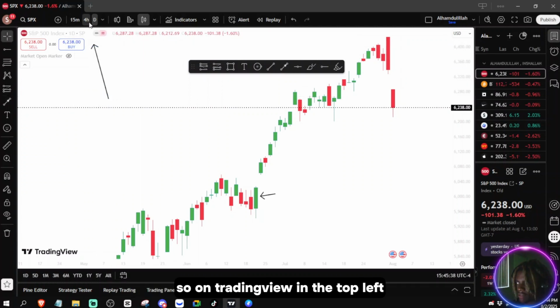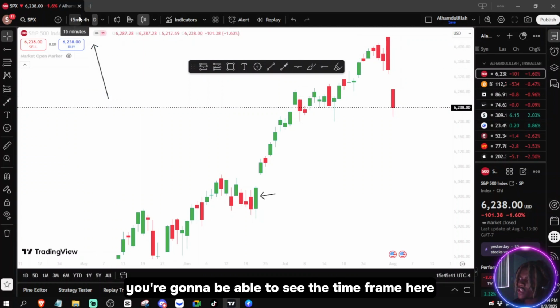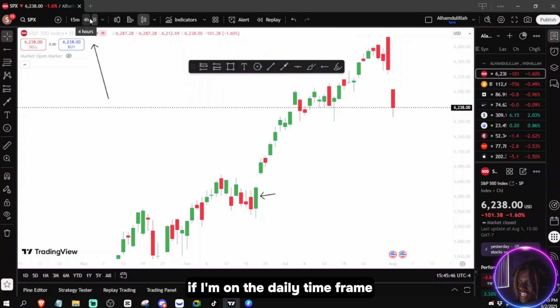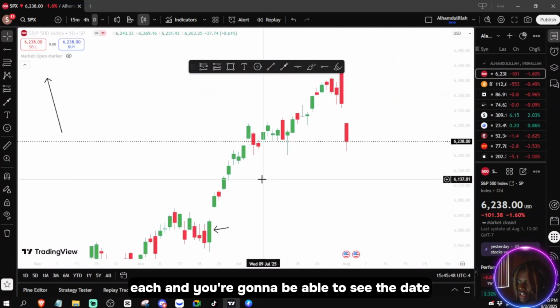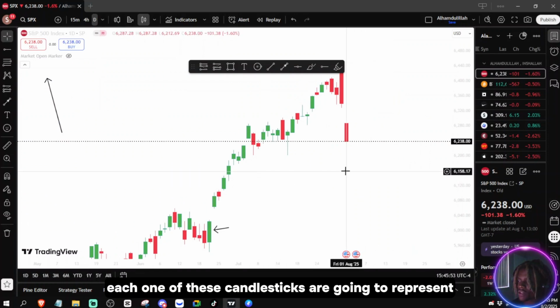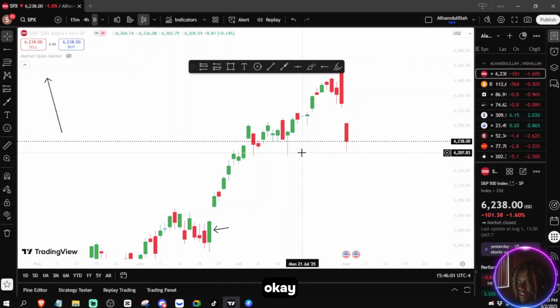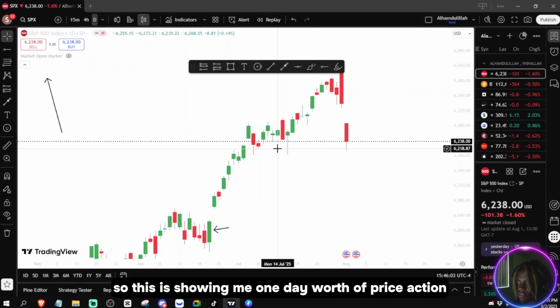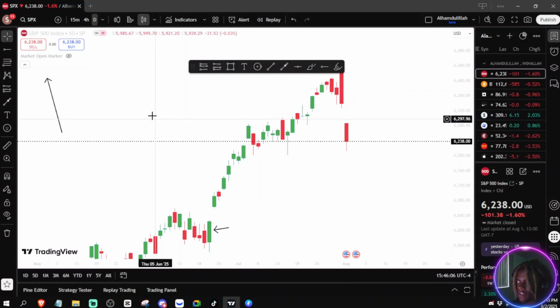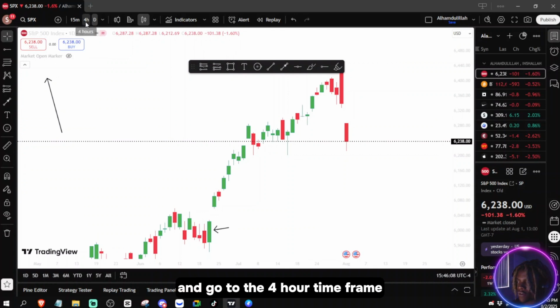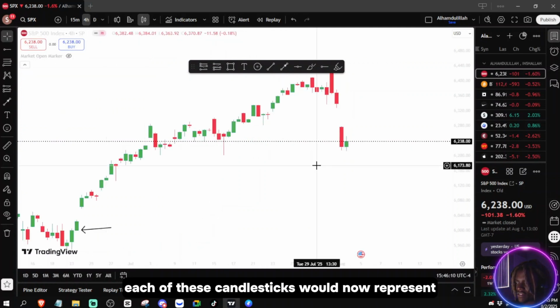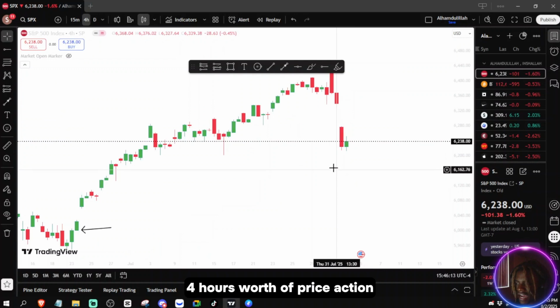On TradingView in the top left, or whatever broker you use, you're going to be able to see the time frame. You're also going to be able to see the date at the far bottom. If I'm on the daily time frame, each one of these candlesticks represents 1 day worth of price action. If I were to go to the 4-hour time frame, each of these candlesticks would now represent 4 hours worth of price action.